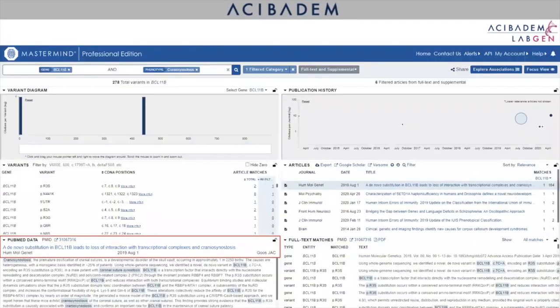The first article displayed here is the most relevant hit. It's a study by Goos et al., published in 2019, that reports a de novo variant in the BCL11B gene in a patient with craniosynostosis, which is exactly what we were looking for. Mastermind also highlights the match in the article. So even before going into the details and reading the paper, you can see here if you are on the right track.